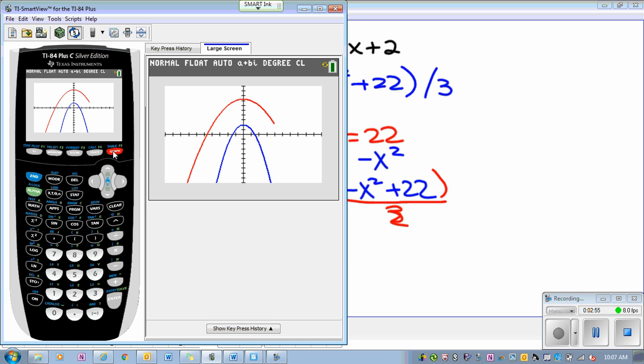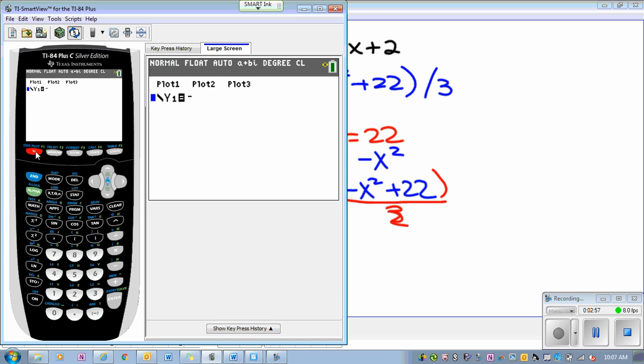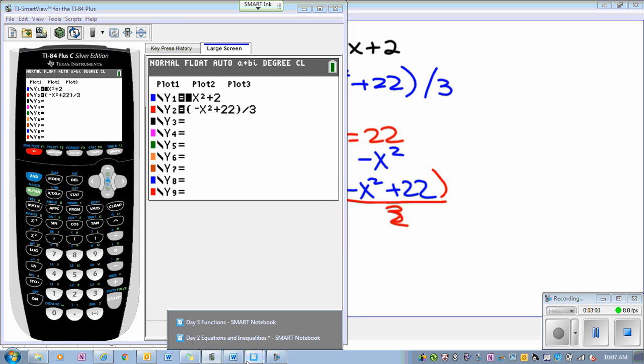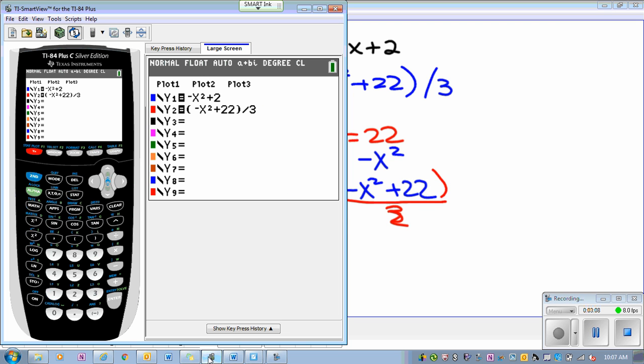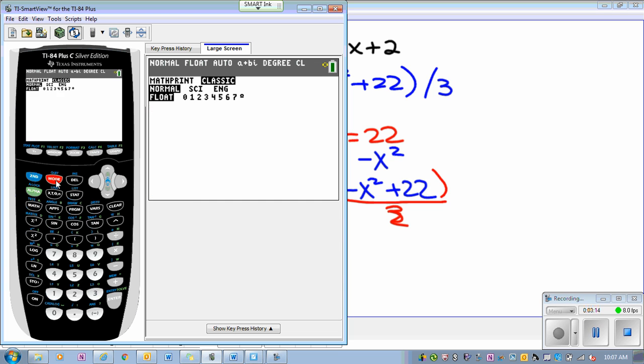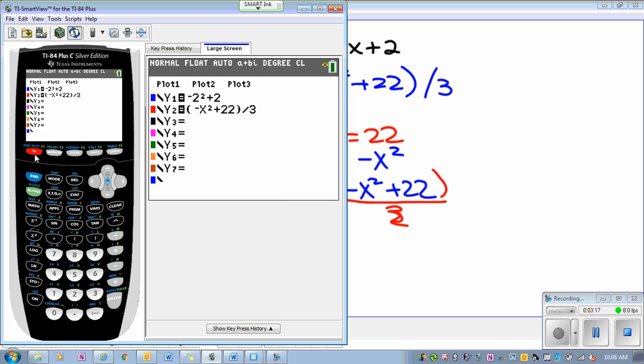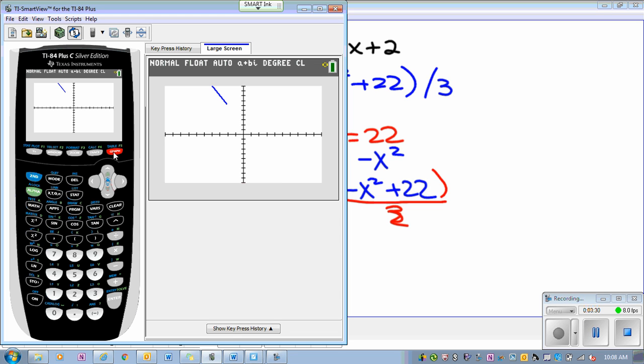Oh no, did I put it in wrong? Oh no, I got the same thing. Uh-oh, hold on. Did I put the other one? Hold on, let me see. Negative 2x plus 2. Oh, I didn't put negative 2x. Oh my goodness, what is happening? Hold on. There we go. Negative 2x plus 2. Oh, sorry, I put negative x squared, didn't I? Thanks for helping me. All right. Now it should look like this.